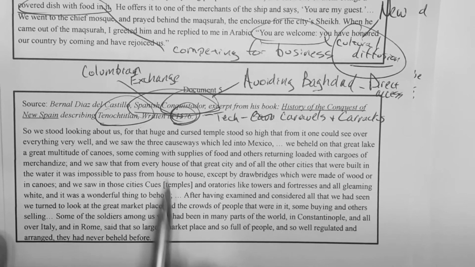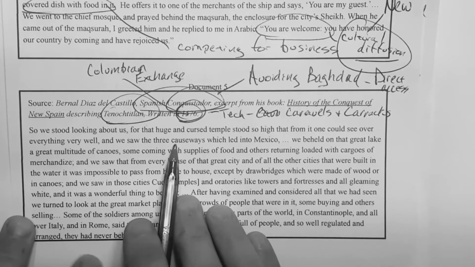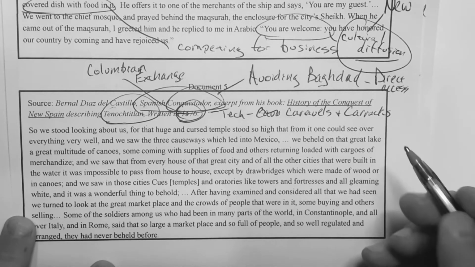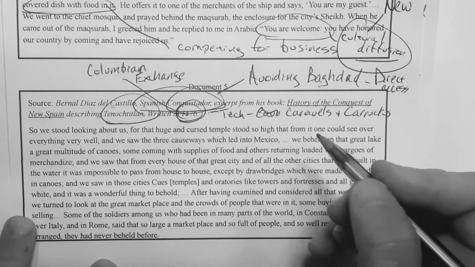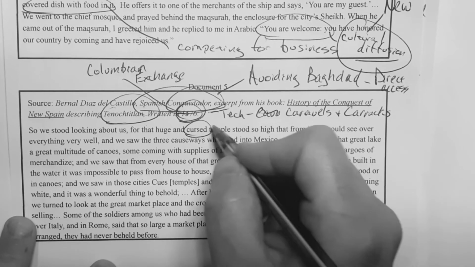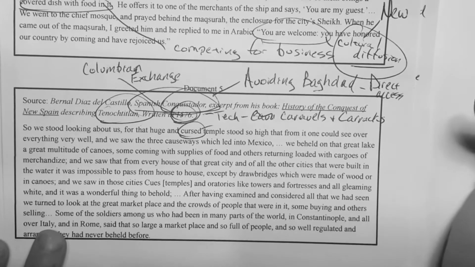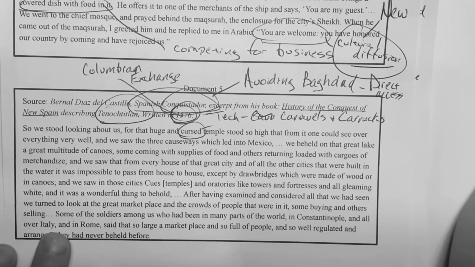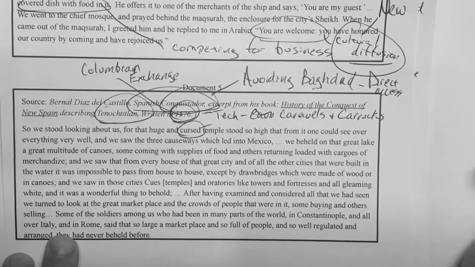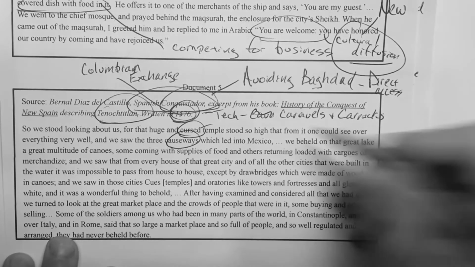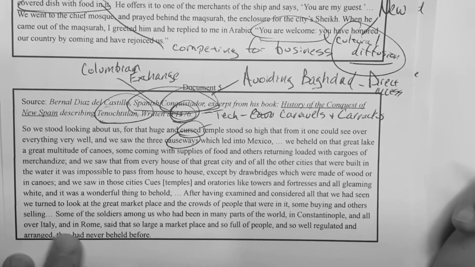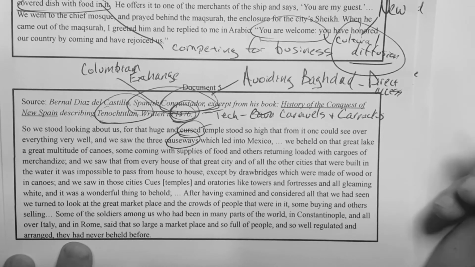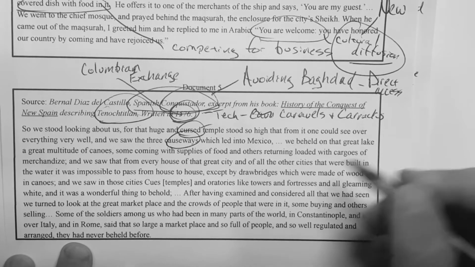So he's going to describe Tenochtitlan. "So we stood looking about us, for that huge and cursed temple stood so high that from it one could see over everything very well." And he calls it cursed, probably because it's not Catholic. So he's describing it as cursed. "And we saw three causeways, which is another fancy way for roads, which led into Mexico. We beheld on that great lake a great multitude of canoes, some coming with supplies of food and others returning loaded with cargoes of merchandise."